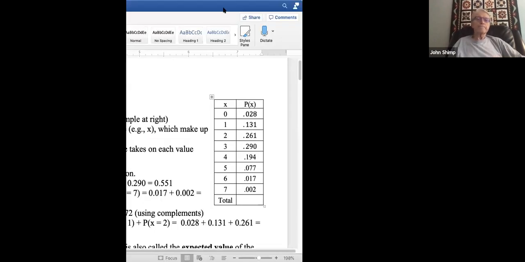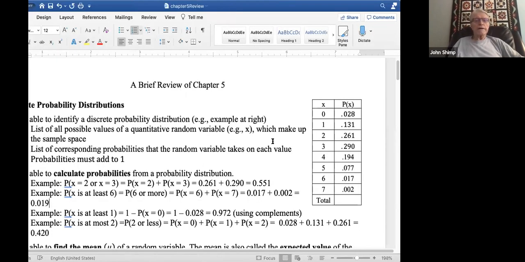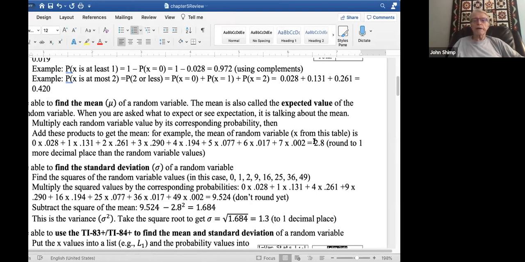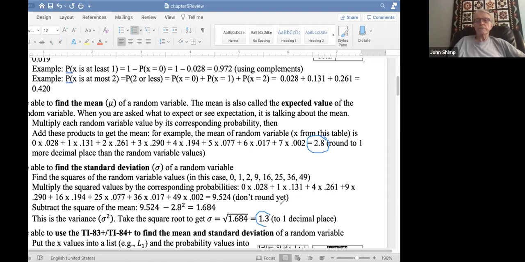Okay. So our mean turns out to be 2.8. And let me go ahead and annotate. So our mean was 2.8 and our standard deviation was 1.3, rounded to 2 decimal places.